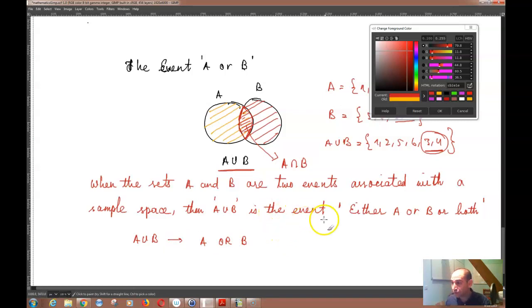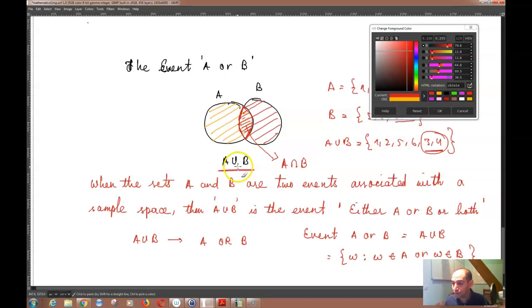Therefore the event A or B, which is equal to A union B, is the same thing as omega such that omega belongs to A, or omega belongs to B. Omega belongs to B, right? So now this is the union of two sets.